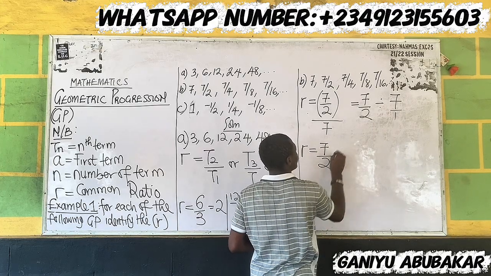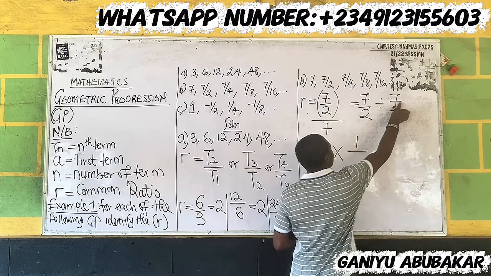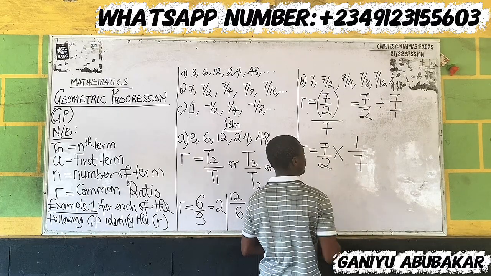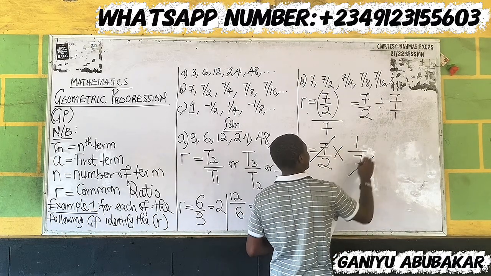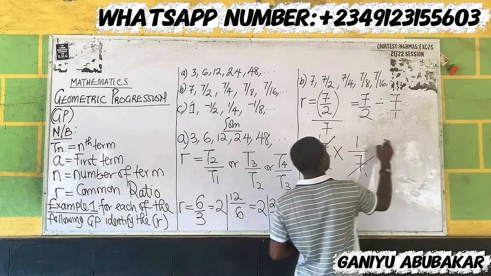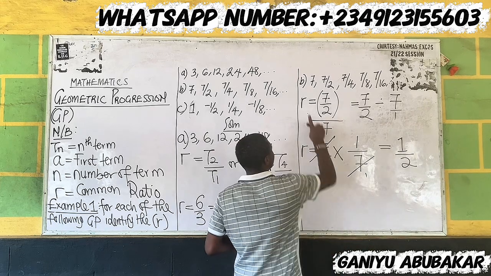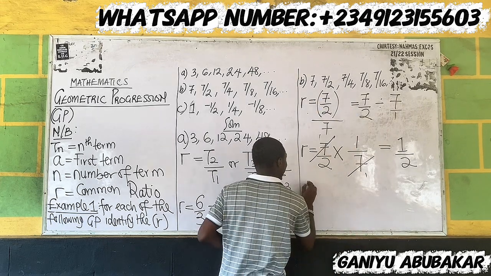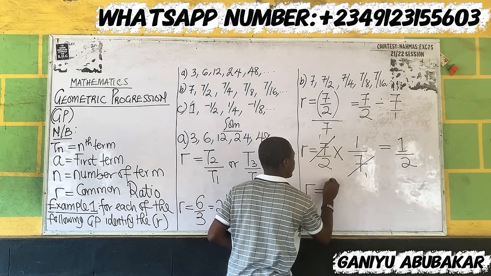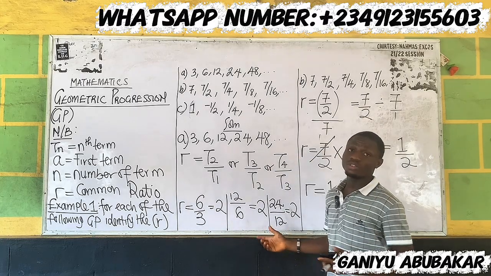7 over 2, change this to times. This 1 should come up, this 7 should come down. That's all. So 7 divided by 7, my answer gives you 1. 1 times 1 gives you 1 all over 2. It means in this GP here, my common ratio R is 1 over 2. This is how you get common ratio.